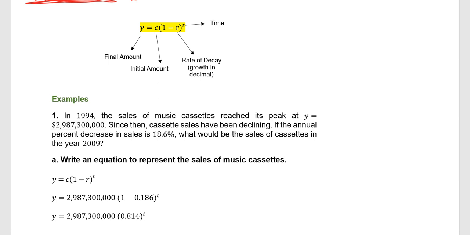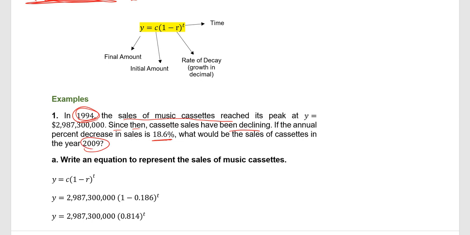Big chunk of change, right? So sales of music cassettes in 1994 were almost $3 billion. Since then, cassette sales have been declining. If the annual percent decrease in sales has been 18.6%, what would be the sales of cassettes in the year 2009?